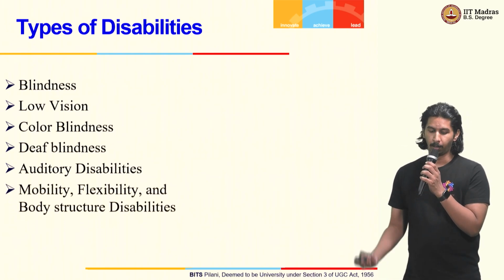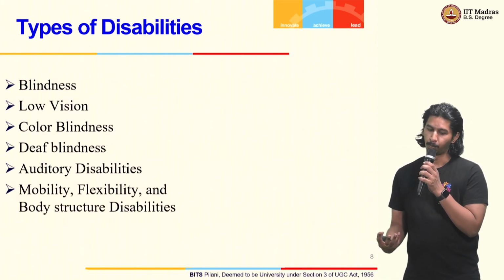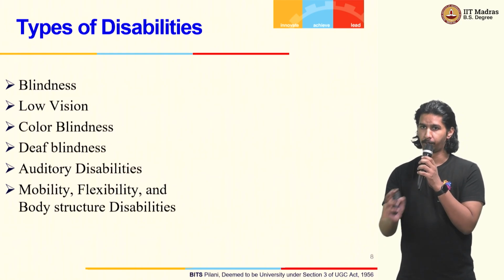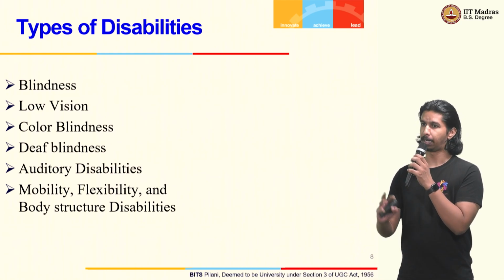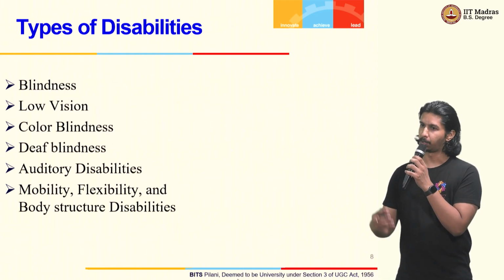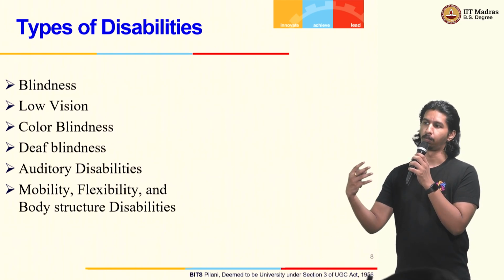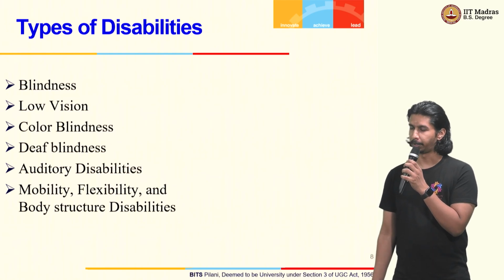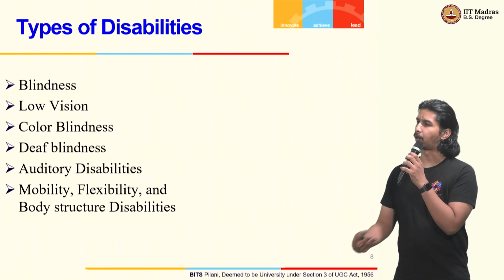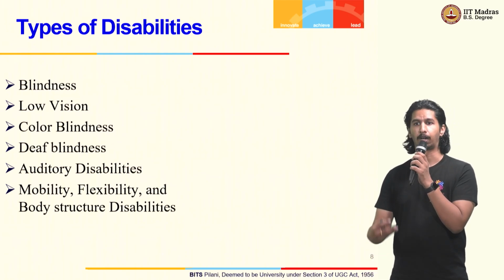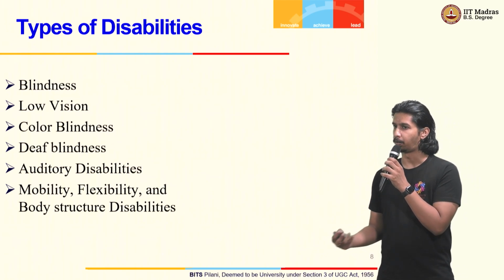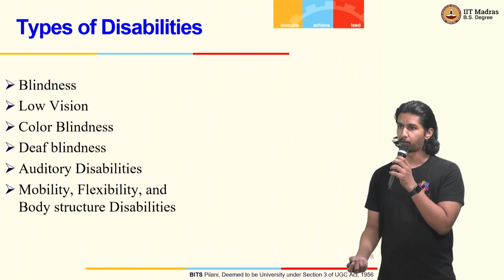The next one being mobility, flexibility, and body structure disabilities, right? So this is a whole category of disabilities which impacts a person's ability to move with purpose or independently, right? So if that is the case, then this could also be because of a lot of reasons, right? From say severe arthritis, or it could be due to some accidents, right? Or trauma incidents and so on.